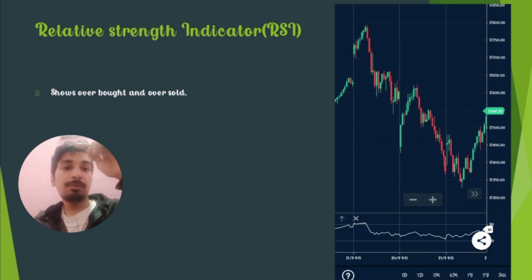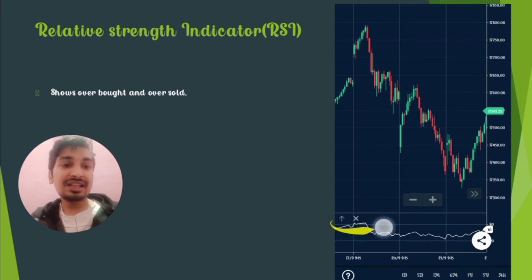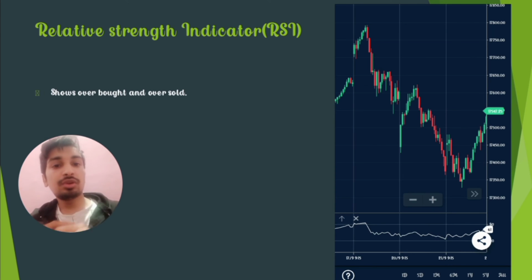When it touches the overbought zone, you have to sell. You must sell immediately. You can see here, it is touching the upper line, so you must immediately sell. The company started falling. And once it goes to the lowest point, you must buy. Immediately the company started going high. You can see.